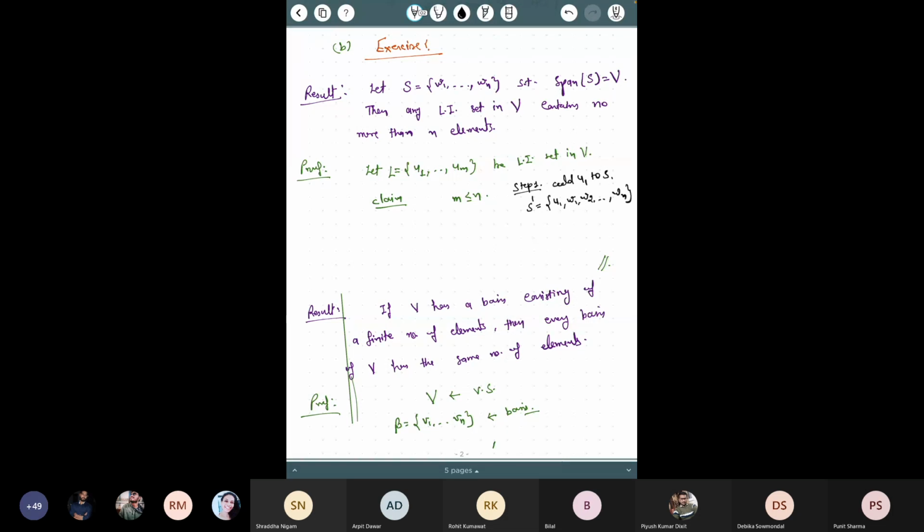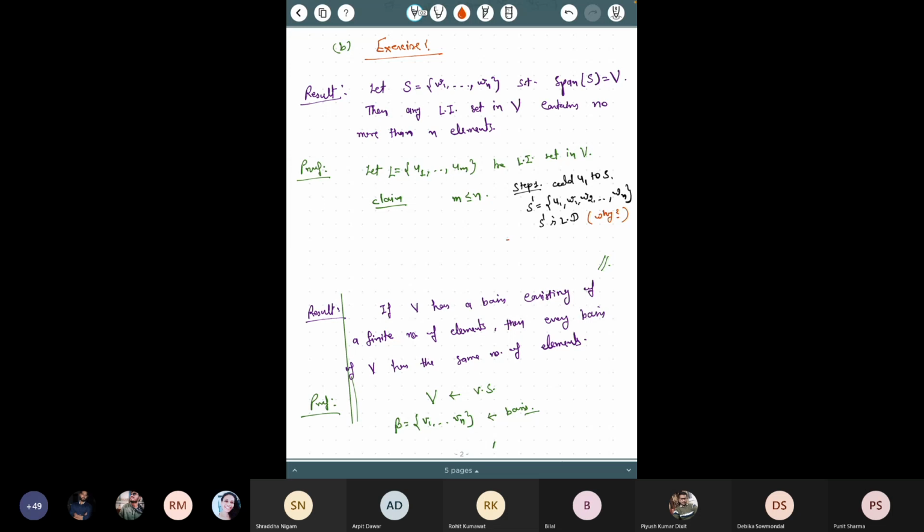Now since you know that this S is a spanning set and you have added u1 to this S, this set S dash is always linearly dependent. You think about why this is: this set S was already spanning the whole space, you have added one more vector, so definitely this S dash is linearly dependent.